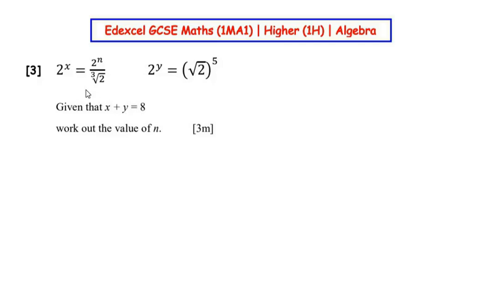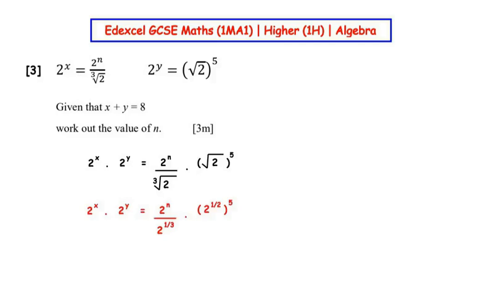So let us begin by multiplying 2^x with 2^y. So here we have multiplied 2^x with 2^y, so their respective values also will get multiplied. So we have multiplied 2^n over the cube root of 2 times the square root of 2 raised to the power of 5. Now in the next step, we have converted the cube root and the square root to their fractional powers.